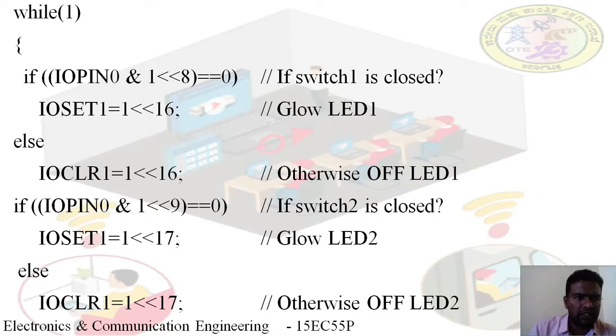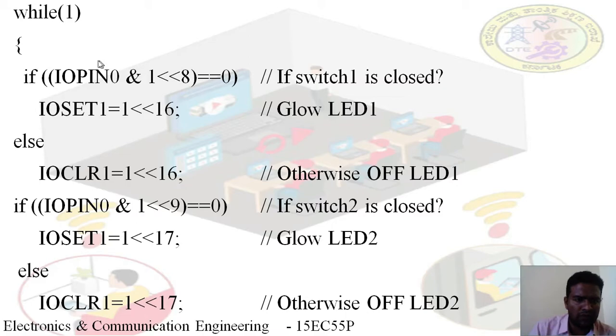Now here we shall see the while loop, that is the while structure. So we have made while(1) to loop infinitely. Here we will check switch 1, that is IOPIN0 with some instruction ANDed with this value, that is 1 left shifted by 8. If it is 0, then the switch is closed, that is the switch is closed, it is set on.